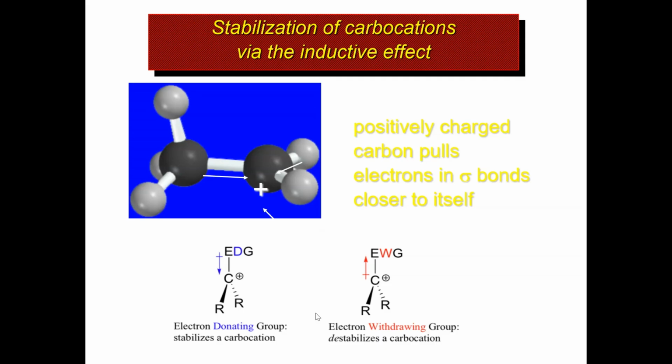Because of this inductive effect, if there is an electron donating group, it stabilizes the ring system. An alkyl group is a donating group. That's why tertiary carbocations, which have three alkyl groups, have more stability, whereas a secondary carbocation has two alkyl groups, hence it is less stable.